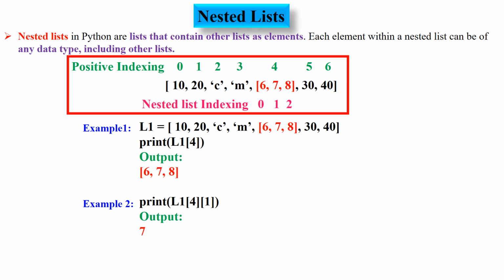Example 2. Print of L1[4][1] accesses the element at index 1 within the nested list at index 4. Look at the above picture. I have marked the nested list indexing with pink color. It starts from index 0. So index 0 holds the value 6, index 1 holds the value 7 and index 2 holds the value 8. The nested list 6, 7, 8 is at index 4 and the element at index 1 within that nested list is 7. Therefore, the output would be 7.